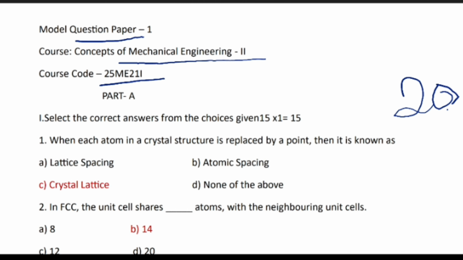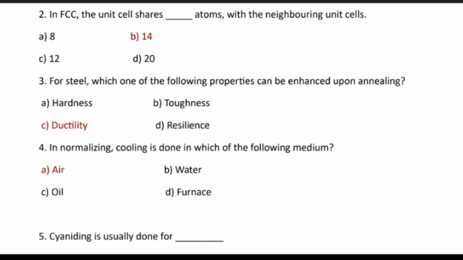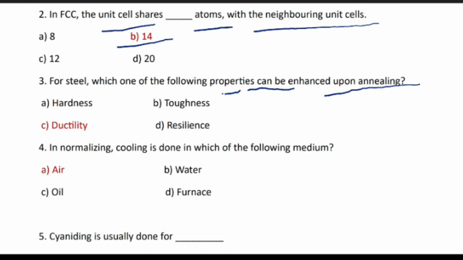The first question: when an atom in a crystal structure is replaced by a point, then it is known as a crystal lattice. Option C will be the answer. Next question: in an FCC unit cell, one unit cell shares dash atoms with a neighboring unit cell; 14 atoms will be the answer. For a steel, which one of the following properties can be enhanced upon annealing? The answer will be option C, ductility. In normalizing, cooling is done in which of the following media? It will be air. Option A will be the answer.